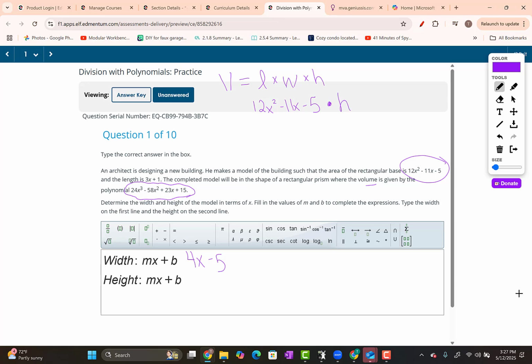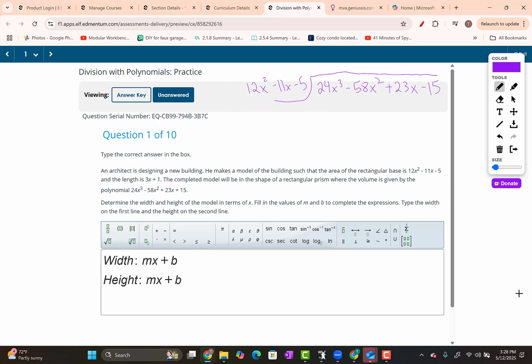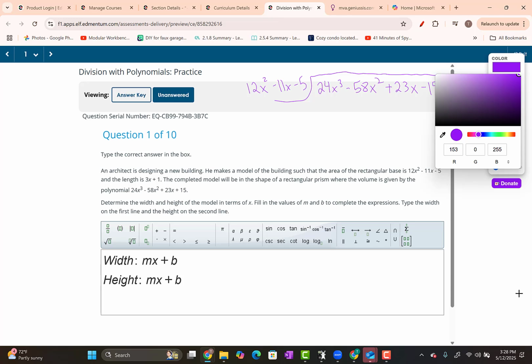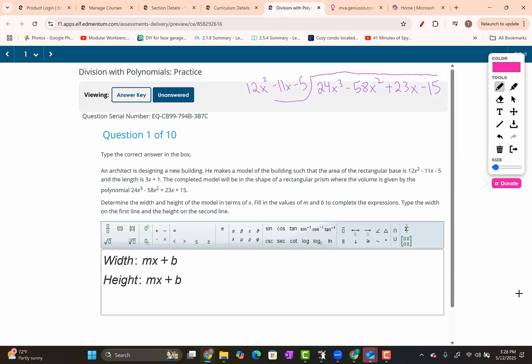So all of that multiplied by the height is going to equal, I'm not going to write it because it's going to take a long time, but this is our V. This would get substituted for V right here. And then at that point we're going to divide both sides by 12x squared minus 11x minus 5. So we're going to take this and divide it by this to get our answer. The exact same process we went through earlier, just with longer polynomials.